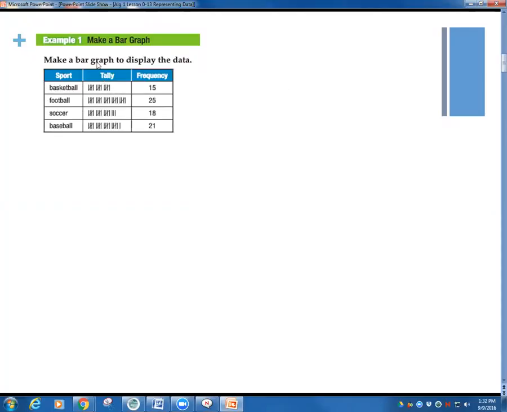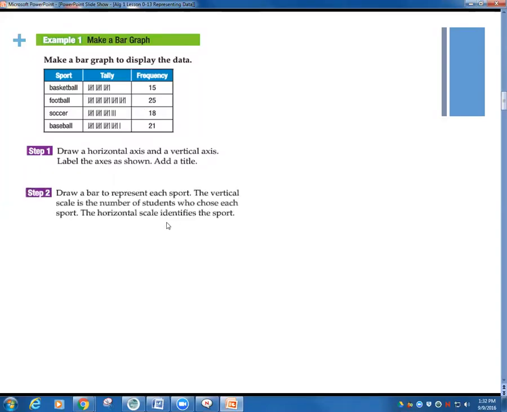So if you have some information here, we have sports, different sports, basketball, football, soccer, baseball, and how often they occur. Basketball, football is 25, and so forth and so on. So to make a bar graph, you draw a horizontal axis and a vertical axis, label the axes, and then add the title, and then draw bars to represent each sport. The vertical scale is the number of students who chose each sport, and the horizontal scale identifies the sport.